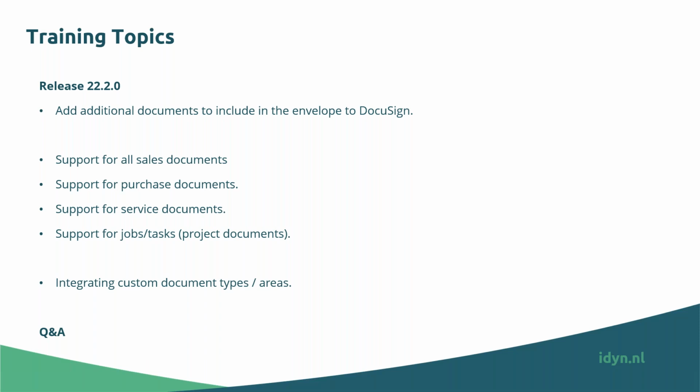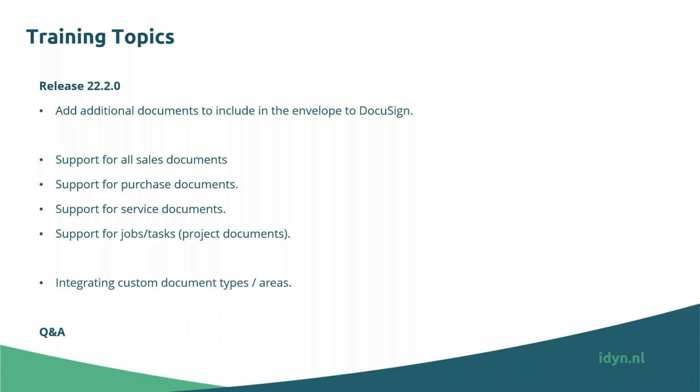And then a big part of this release was the support for additional documents, document types, and application areas. So we've added support for all sales documents. Previously, we had the sales quotes, sales orders, and sales invoices, but now we support all sales documents, so also including return orders, credit memos, and blanket orders. And we've also added support for purchase documents, service documents, and for jobs and tasks.